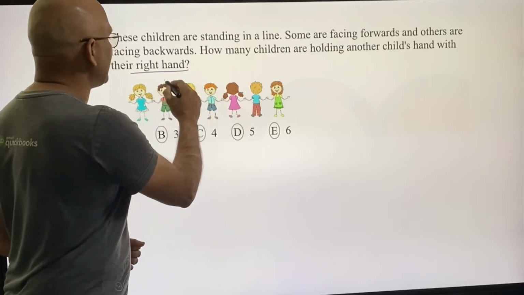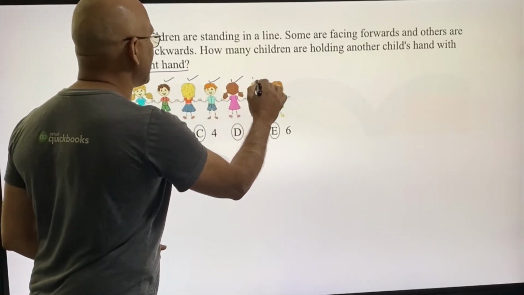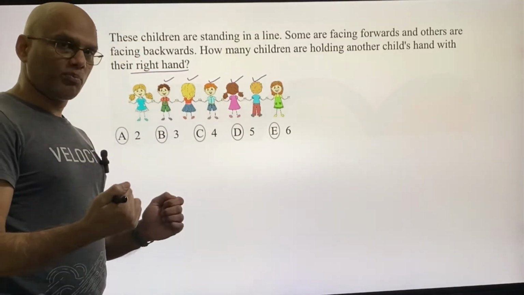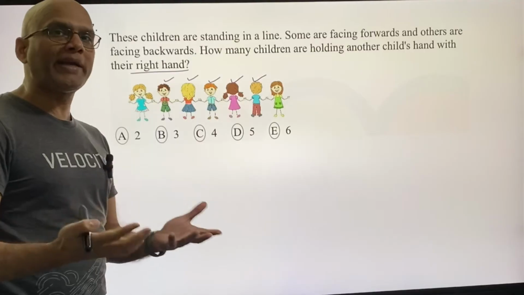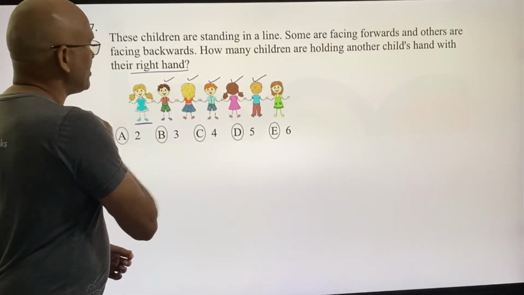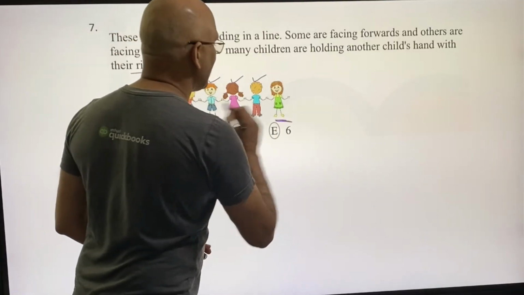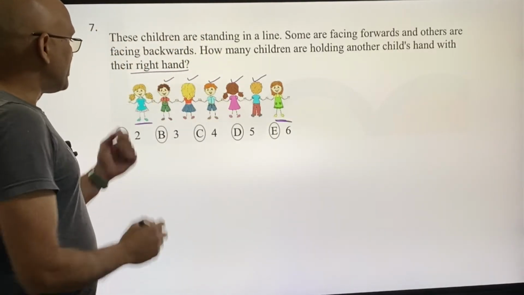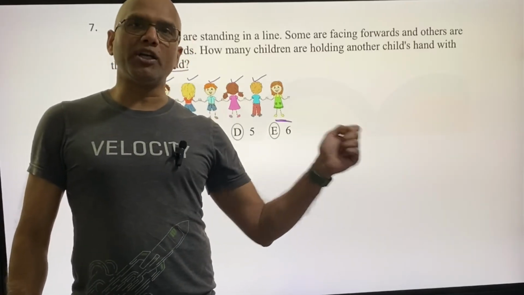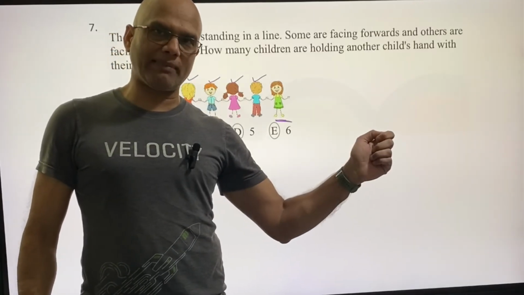We know that this kid, this kid, this kid, this kid, and this kid, 1, 2, 3, 4, 5 kids, they are using both their hands, so they must be using their right hand also. So we need to only check this kid and this kid. Okay, so this kid is facing forward and holding this hand, so it is not using the right hand, it is only using the left hand.